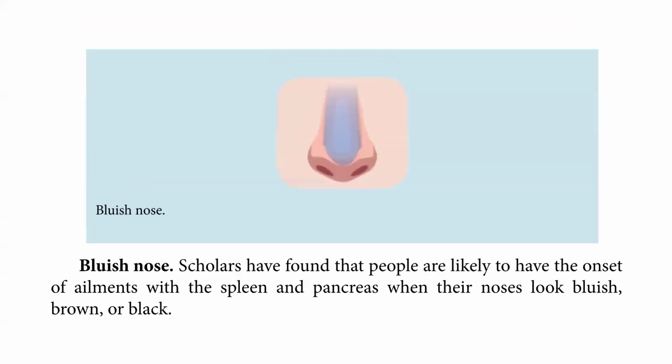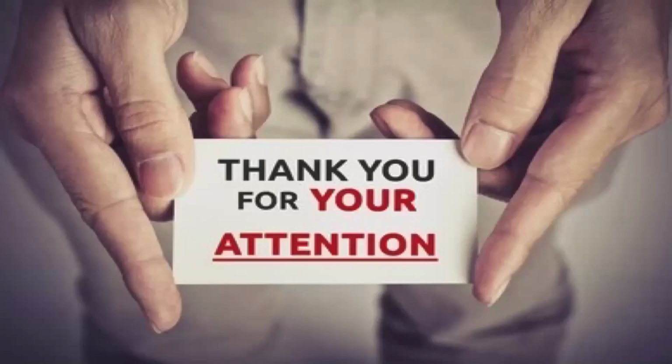Now here we have a bluish nose. Scholars have found that people are likely to have the onset of ailments with the spleen and pancreas when their noses look bluish, brown, or black.